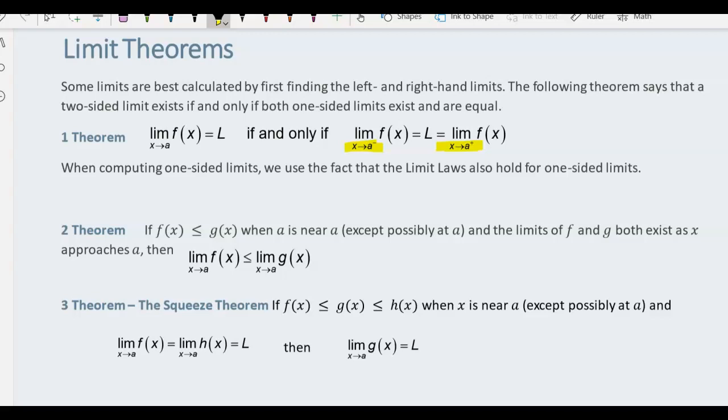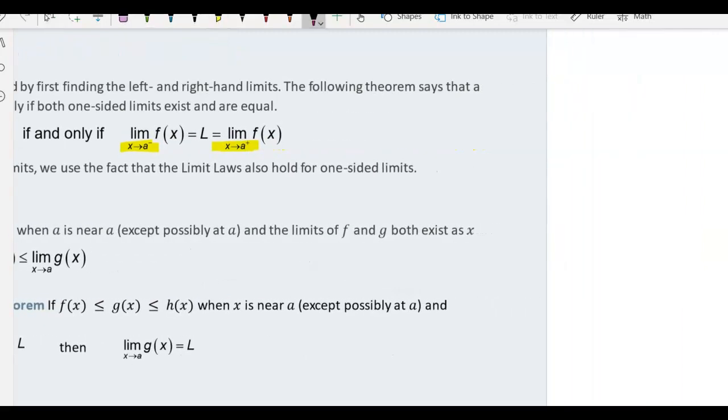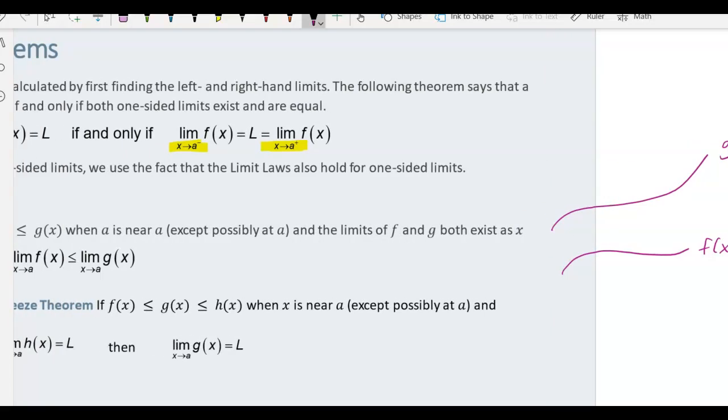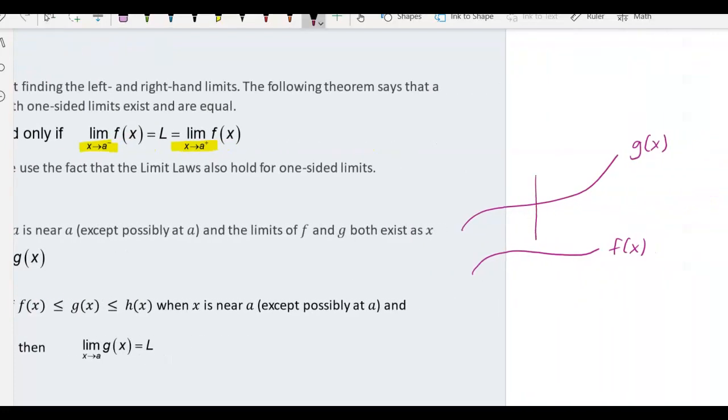Number 2 is just sort of a stepping stone to give us theorem number 3. What it's saying is that if I have two functions, f and g, let's put f like this, and let's put g of x up here. It's saying that if the function f is less than or equal to g, then when I'm looking at the limiting function, the limit of f is going to be less than or equal to the limit of g. It's just saying that the numbers are going to be lower because they're in a particular order.